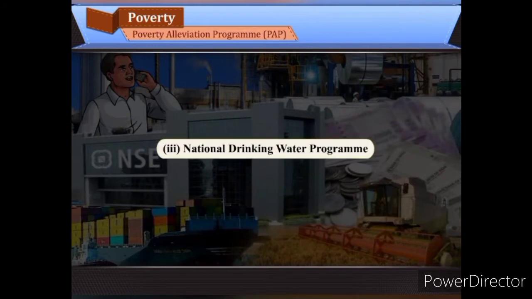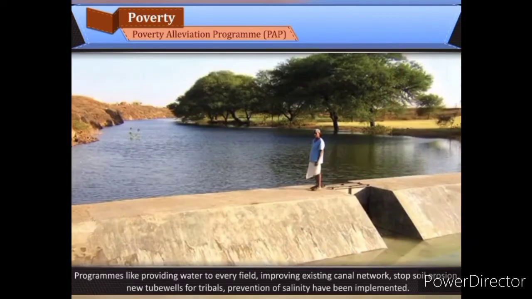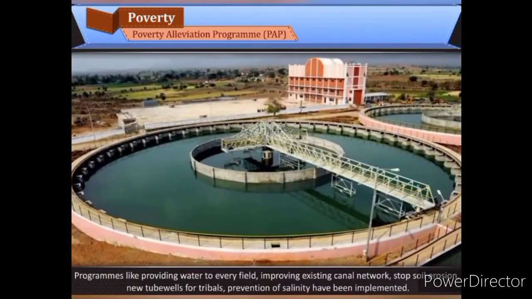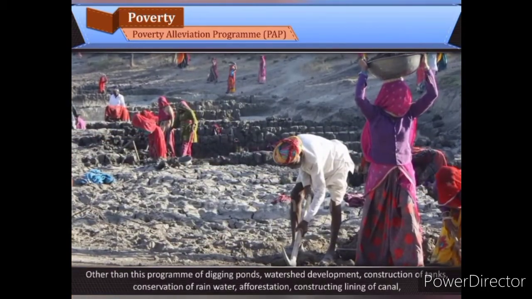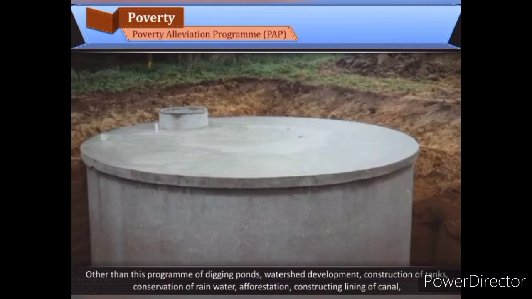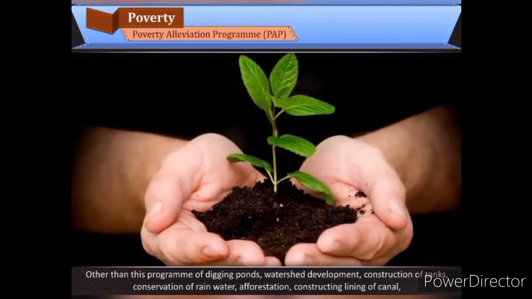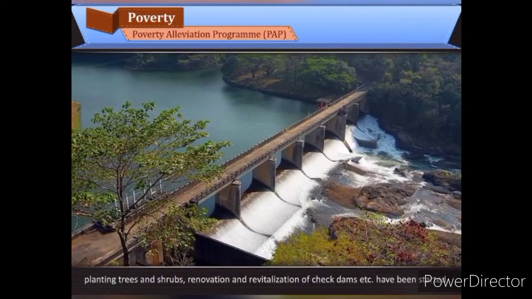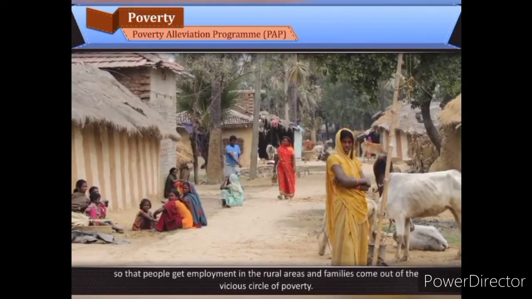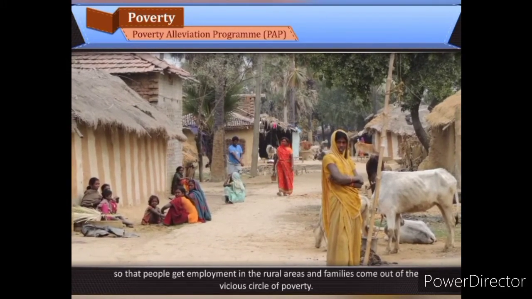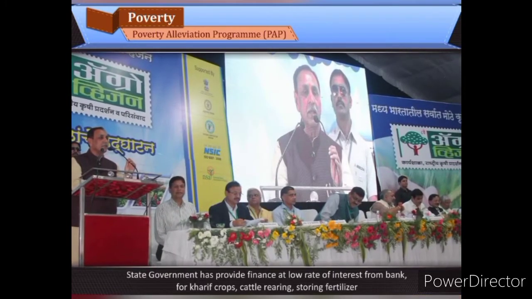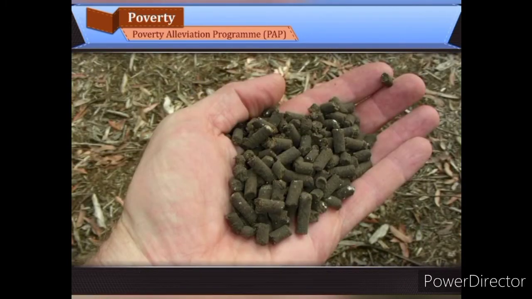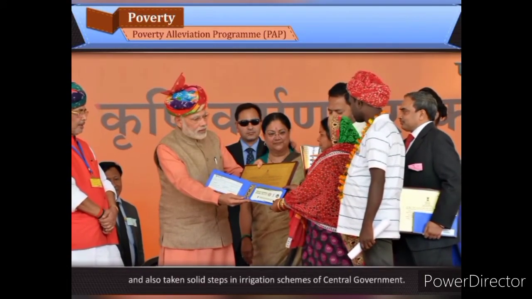National Drinking Water Program. Programs like providing water to every field, improving existing canal network, stopping soil erosion, new tube wells for tribals, prevention of salinity have been implemented. Other than this, programs of digging ponds, watershed development, construction of tanks, conservation of rainwater, afforestation, constructing lining of canal, planting trees and shrubs, renovation and revitalization of check dams, etc. have been started so that people get employment in the rural areas and families come out of the vicious circle of poverty. State government has provided finance at low rate of interest from banks for kharif crops, cattle rearing, storing fertilizer, and also taken solid steps in irrigation schemes of central government.